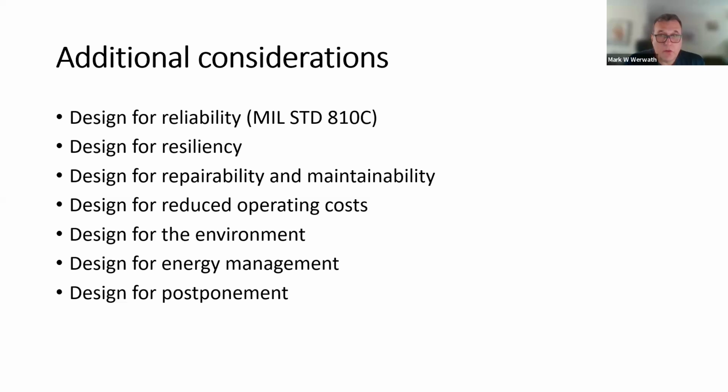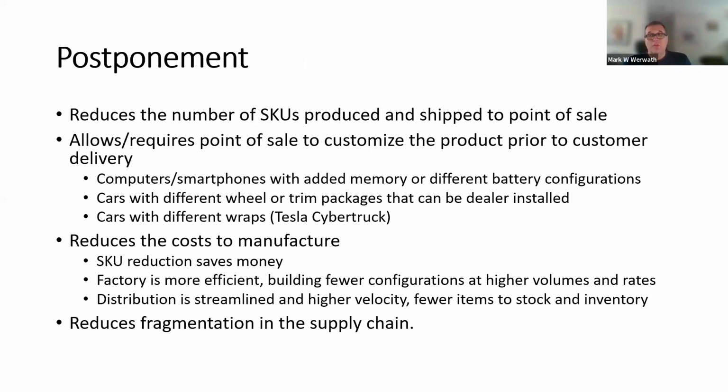The last bullet here takes a little bit more discussion, but design for postponement. I know a lot of you don't even know what postponement is, but imagine a product that comes from a factory where the finishing touches are not done at the factory, but they're done at the point of sale, right? So some smartphones fit into this category, or laptops, some cars. There's a variety of products that fit into this category, right? What is the point of postponement? Well, it reduces the number of SKUs.